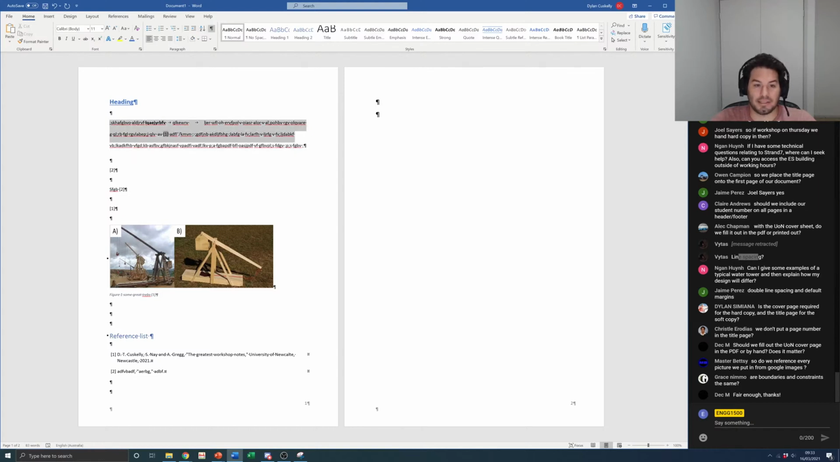Now the reason why this is good is for me as a marker, I can then make notes and things within your line spacing.